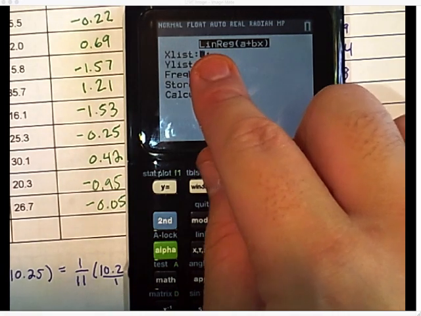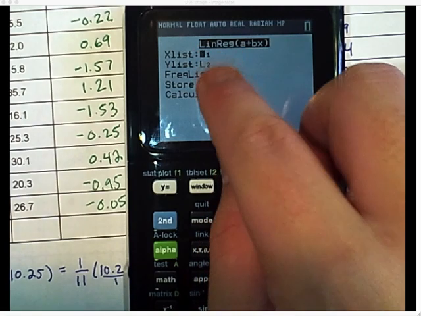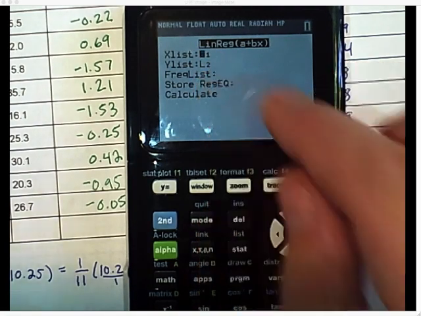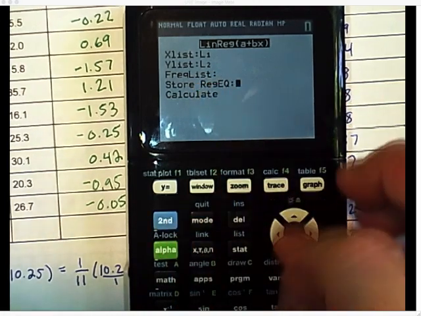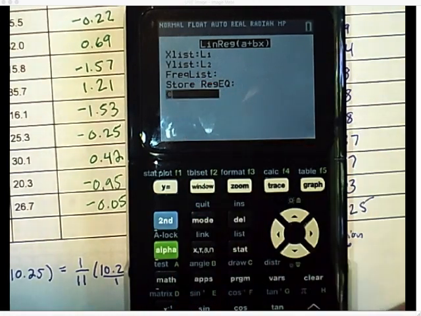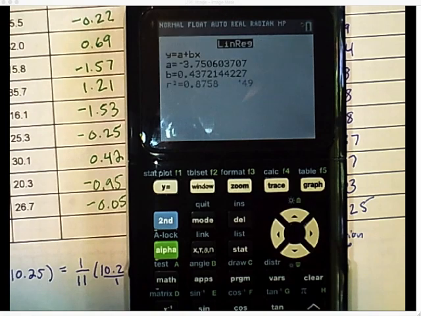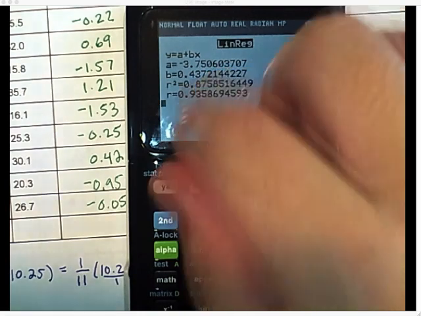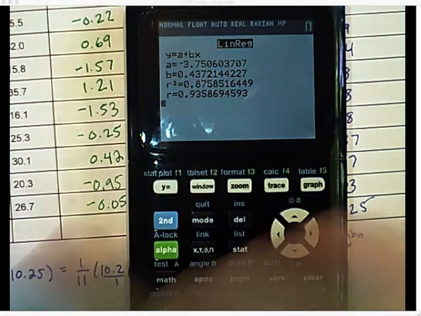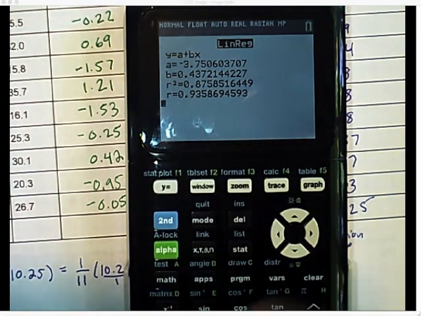Your X list is in L1, your Y list is in L2. Don't worry about the frequency list, just go to Calculate. It's going to give us a whole bunch of data. Now we'll talk about what A, B, and R squared are later in this chapter, but just look at R. What do you see about R there?